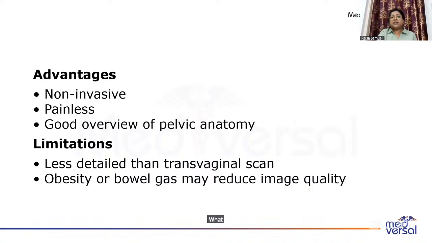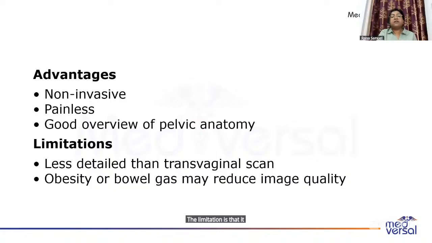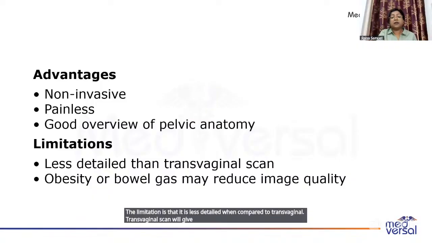What is the advantage? It is non-invasive. It's not an invasive procedure. It's very painless. It's not at all painful, and you can have a good overview of the pelvic anatomy. The limitation is that it is less detailed when compared to transvaginal. Transvaginal scan will give you a detailed and a clear picture of the pelvis. And sometimes obesity and bowel gas will also reduce the image quality.